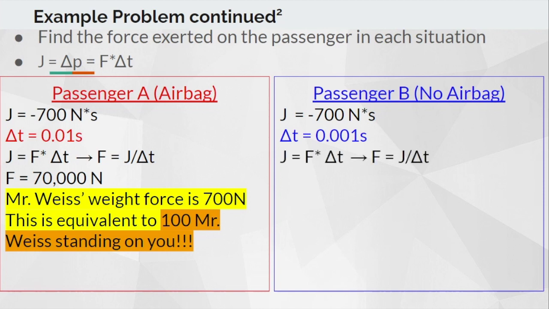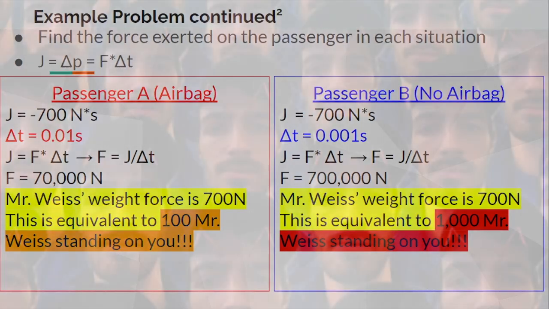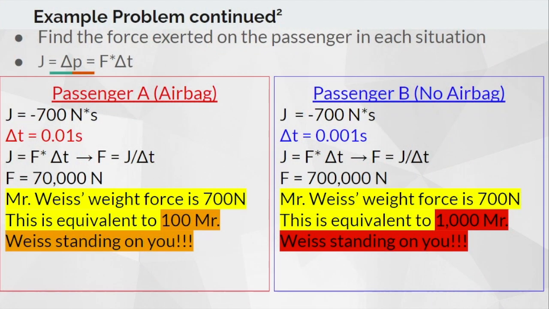And again, we know that impulse is equal to force times delta T. Manipulated to solve for force, we know that force is equal to impulse over delta T. If we solve this one, we find out that the force is equal to 700,000 newtons. Again, I have a weight force of 700 newtons. This is equivalent to 1,000 Mr. Weisses standing on you. 100 versus 1,000 Mr. Weisses is a huge difference.